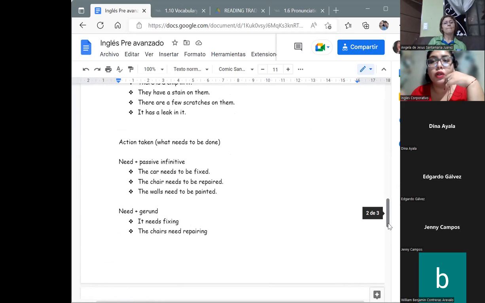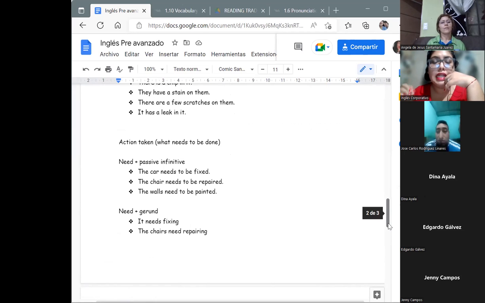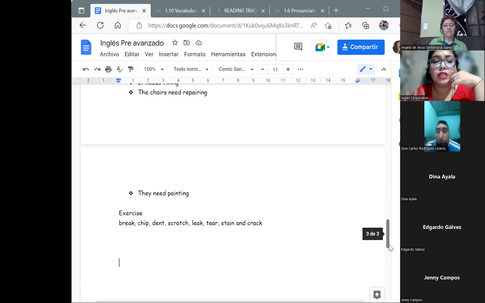That is the action taken or what needs to be done. In this case, we have need plus passive infinitive and need plus gerund. This is when we are talking about the solution of a problem. So we express those ideas using these structures. In the need plus passive infinitive, you are going to use your verbs in present, we can say, and then we are going to use the last part of the sentence with past. And in the other one, need plus gerund, we know that we are using the verbs with the -ing form.